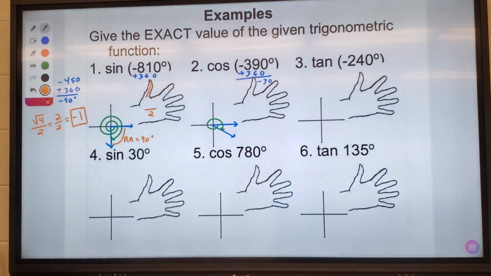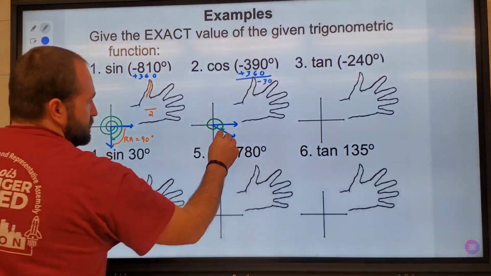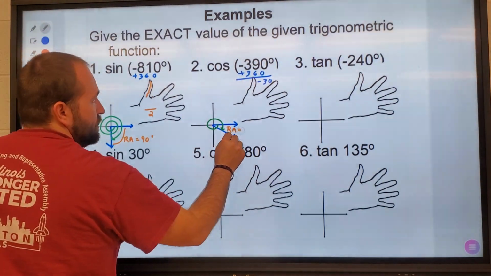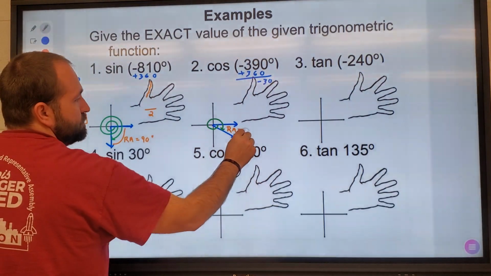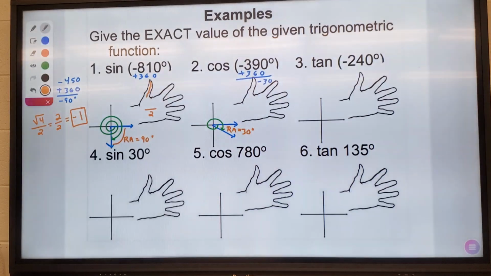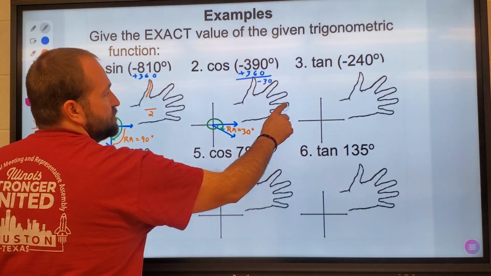Again, my reference angle is the angle closest from the terminal side to the x-axis. Here that goes back to the positive x-axis, so it's right here. So my reference angle here is 30 degrees. 30 degrees then again aligned with your ring finger. So I'm going to shade in this one.